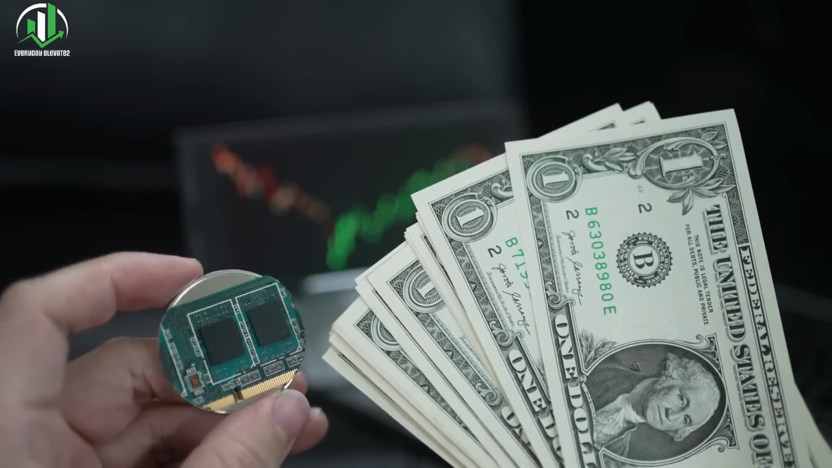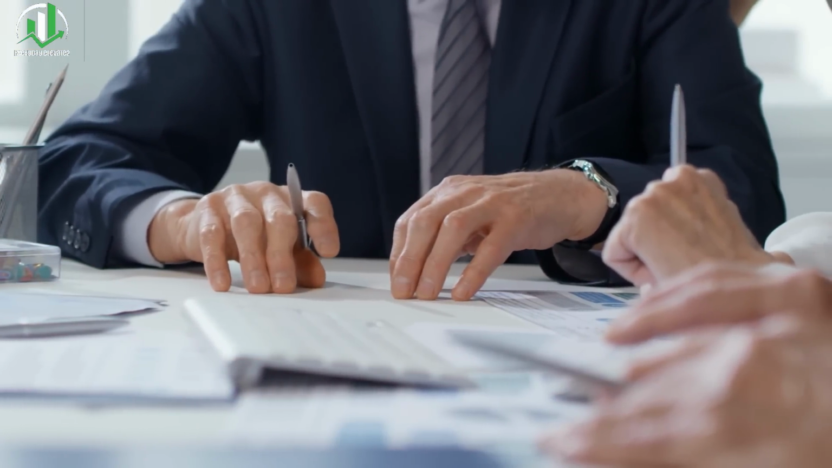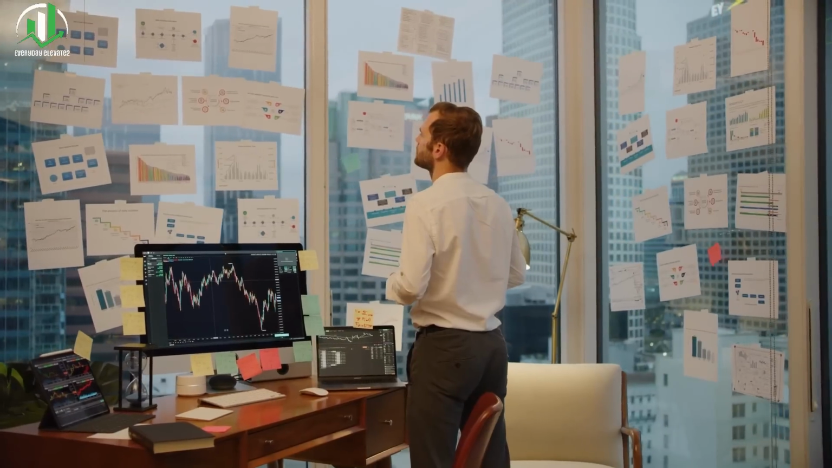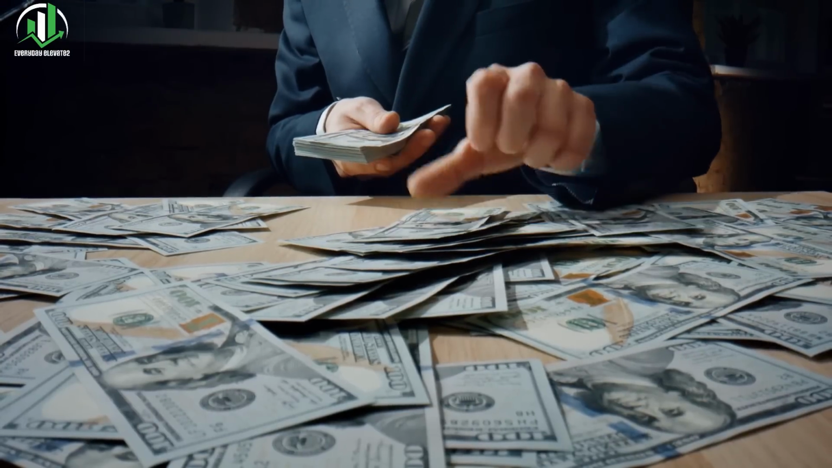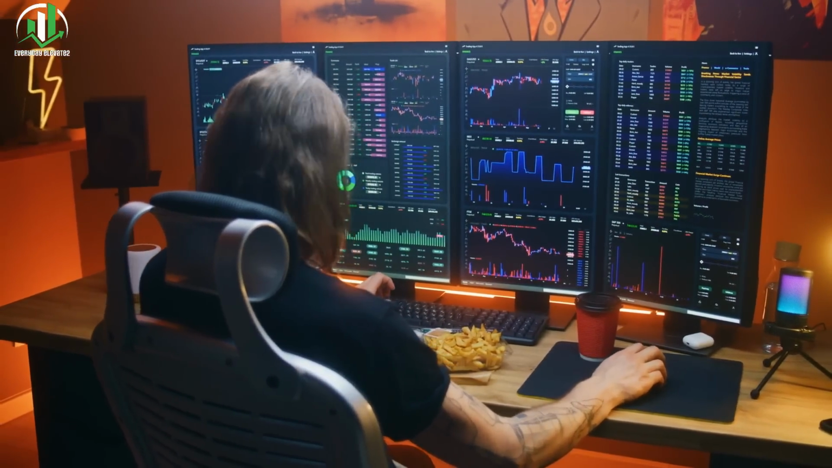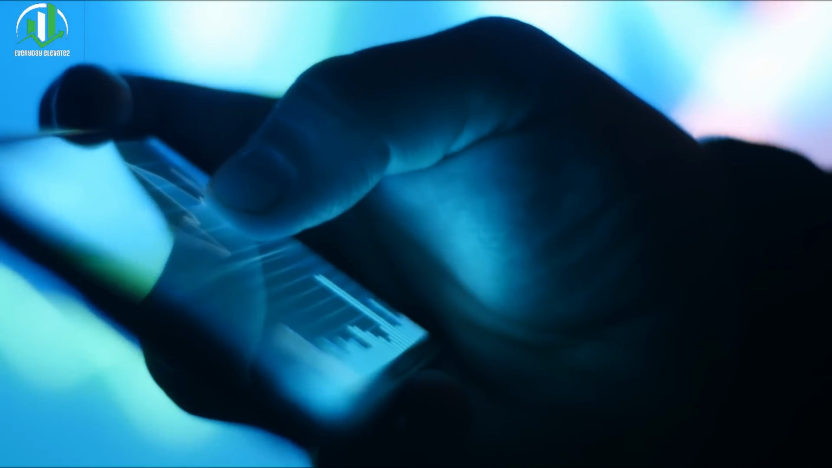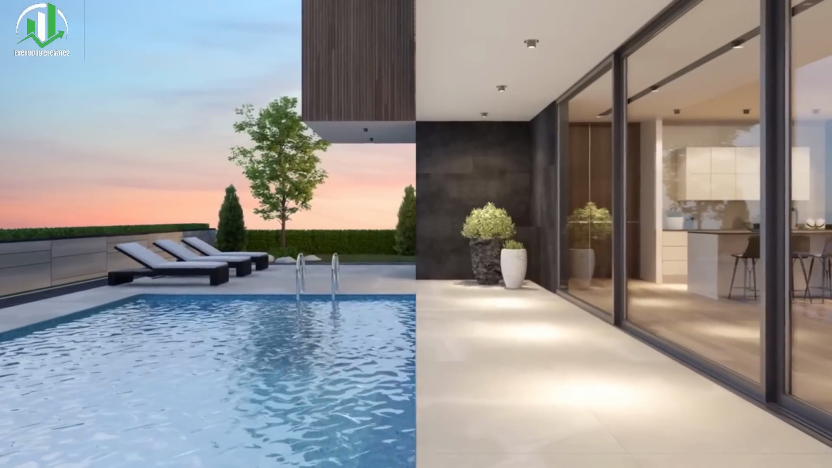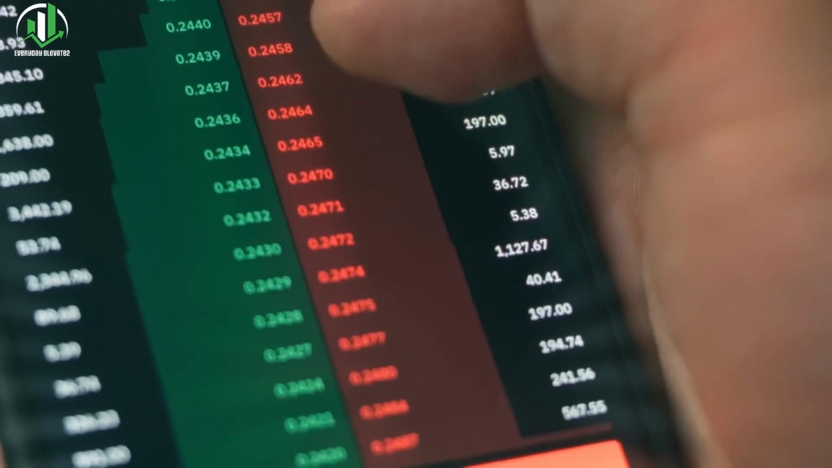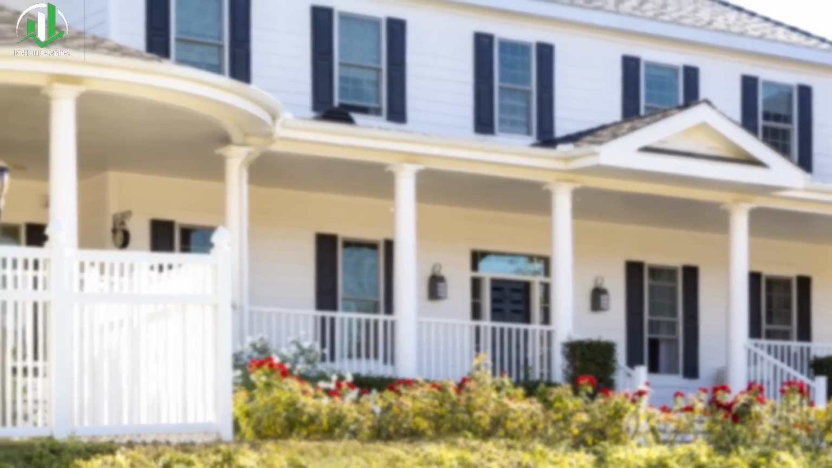Determining your asset allocation is the third step. This involves deciding how to spread your investments across different asset categories, such as stocks, bonds, real estate, and cash. For example, someone with a high risk tolerance might allocate 70% to stocks, 20% to bonds, and 10% to real estate and cash. In contrast, a conservative investor might prefer 30% stocks, 50% bonds, and 20% real estate and cash.